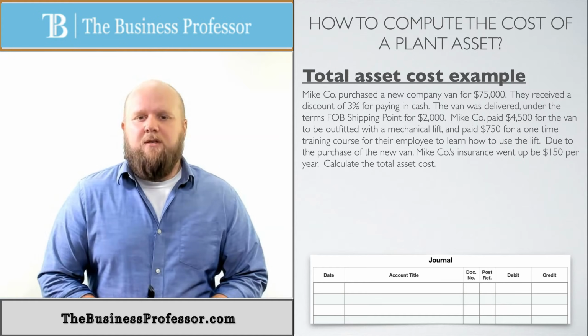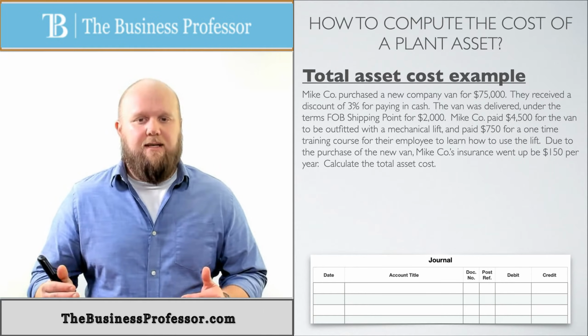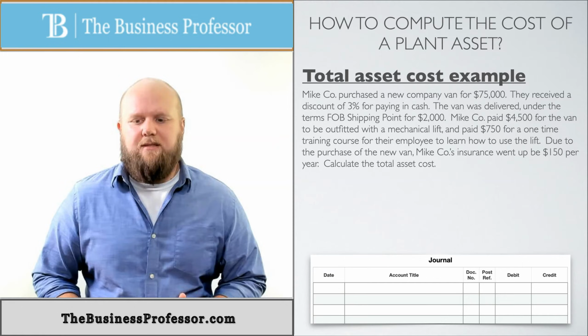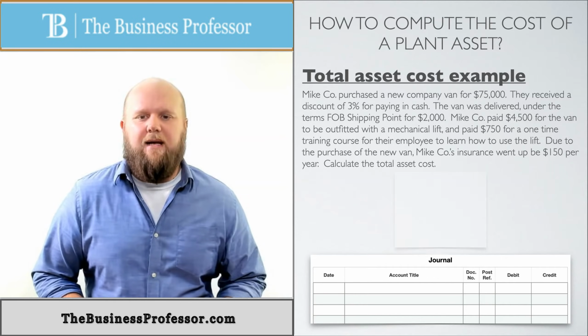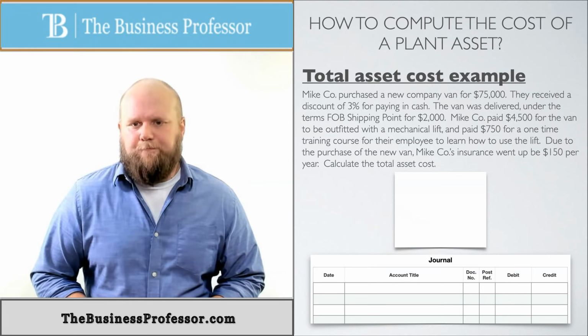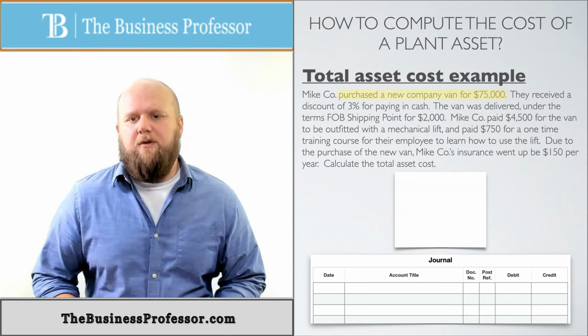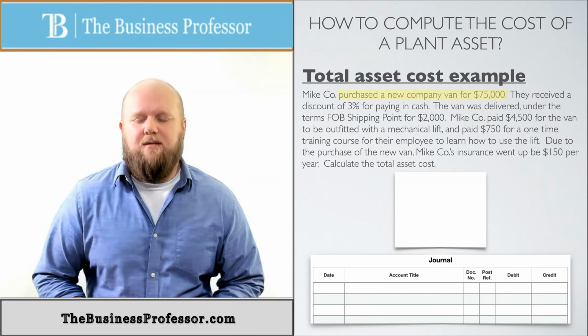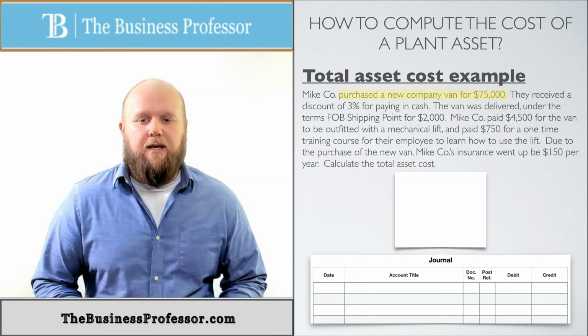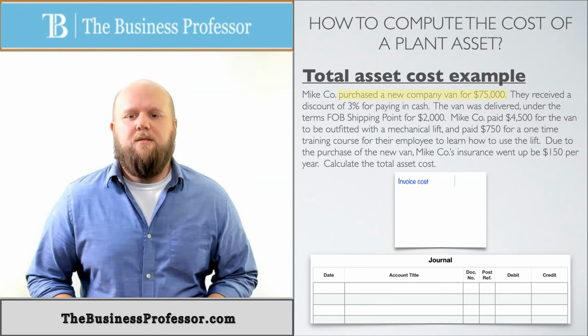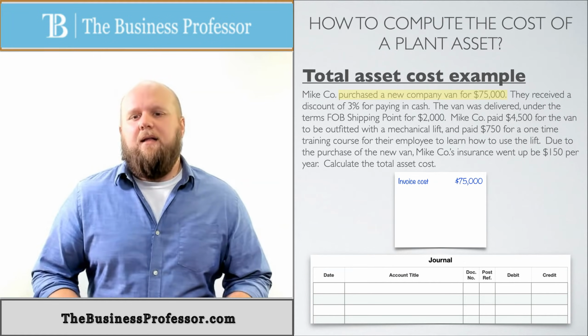Calculate the TAC. So the best way I can tell you to do this is just look at it as a list. Let's go down the list and figure out what's happening here. So the first thing is we have this invoice cost, what it cost us. So the purchase of the new company van was $75,000. Naturally, that's our starting place. So I'm going to start there with invoice cost, $75,000. Okay, now let's go to the next one.